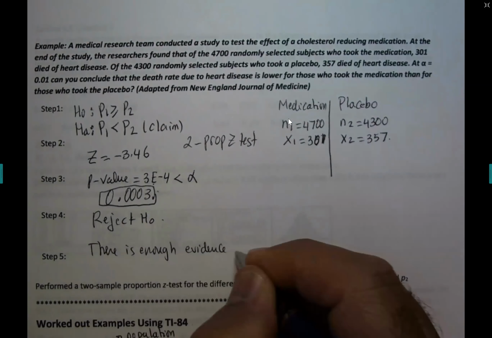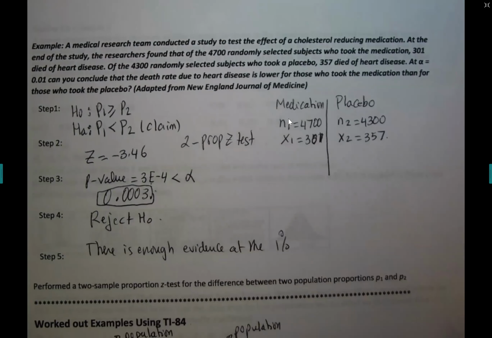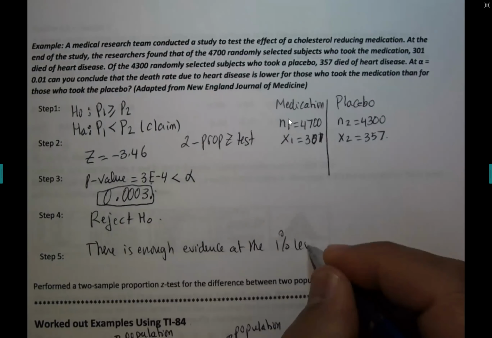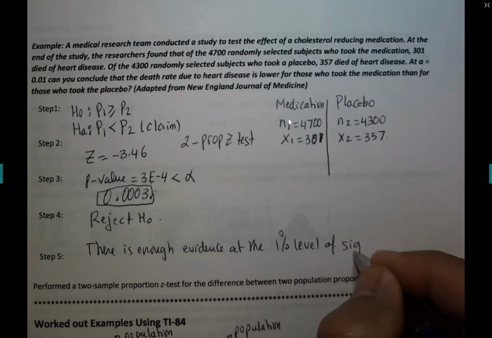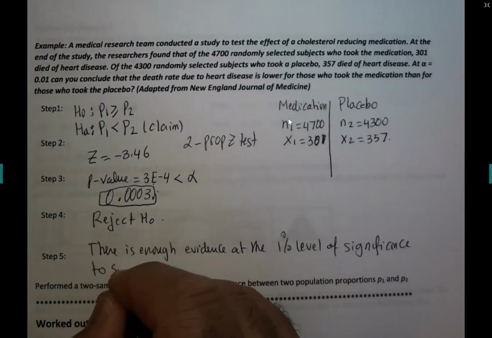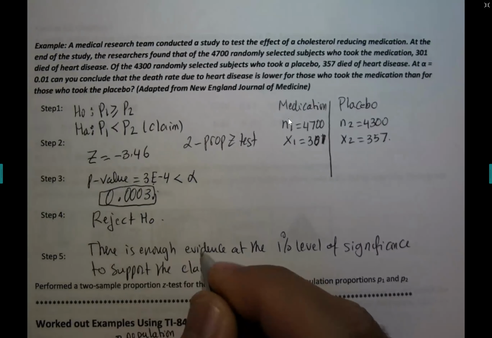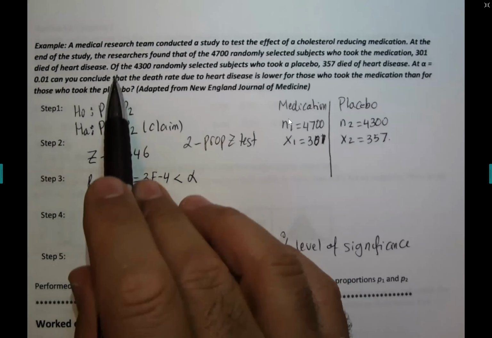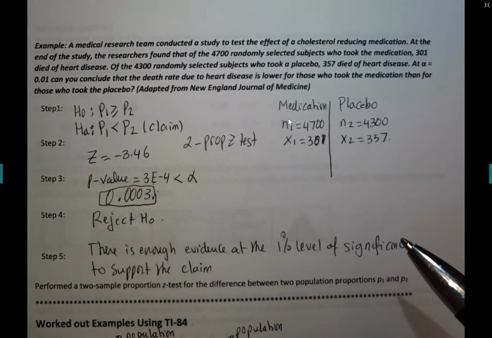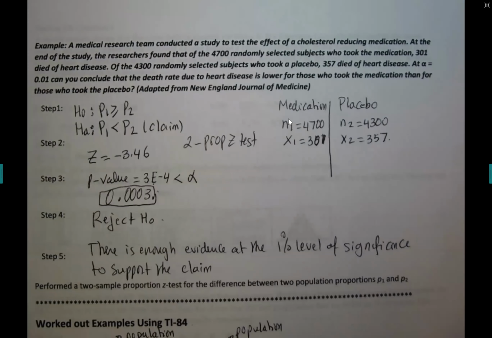At what level of significance? Usually for medical studies, they require it to be at 1%. It is 1% here. To support the claim. What is the claim, guys, here? That the death rate due to heart disease is lower for those who took the medication than for those who took the placebo. That means it is effective probably in lowering the death rate.